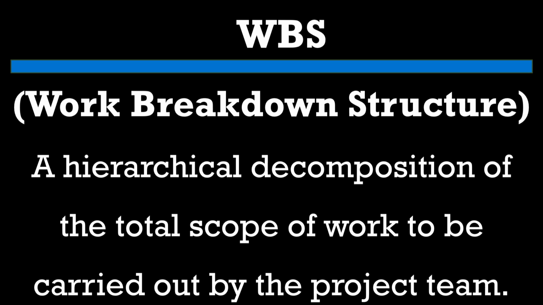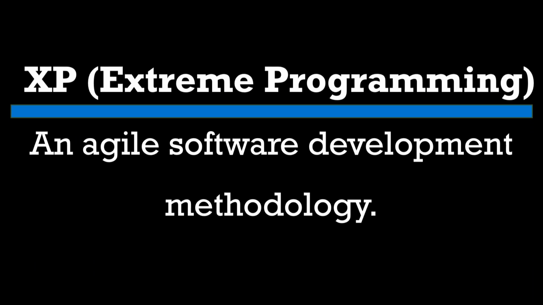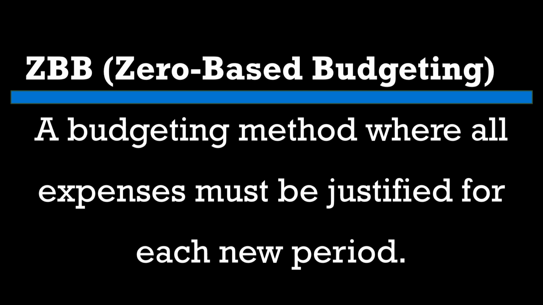WBS, Work Breakdown Structure, a hierarchical decomposition of the total scope of work to be carried out by the project team. XP, Extreme Programming, an agile software development methodology. YTD, Year to Date, a period starting from the beginning of the current year to the present date. ZBB, Zero-Based Budgeting, a budgeting method where all expenses must be justified for each new period.